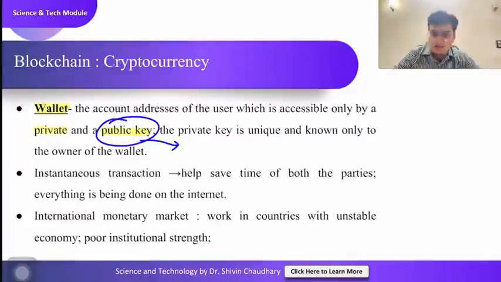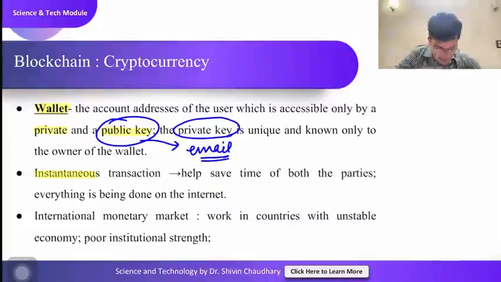So let's say I have to pay you, if I have to pay you certain bitcoins, I can pay you at this particular email, right? And the private key is like your password. Okay, private key is unique and it is known only to you. Now let's say there is an instant transaction, right? There will be an instant transaction.